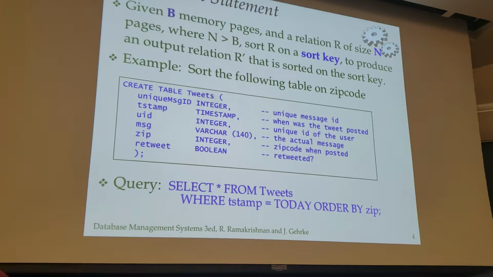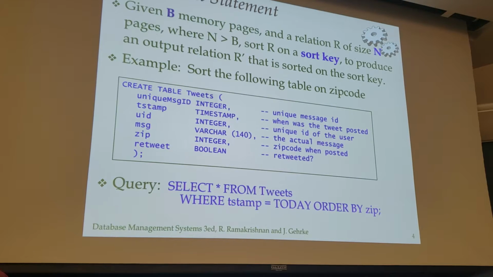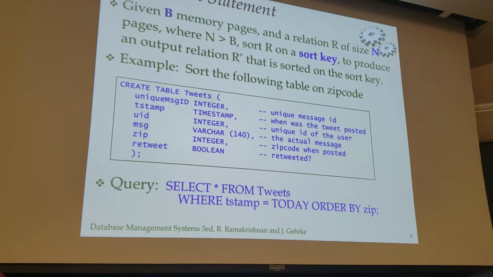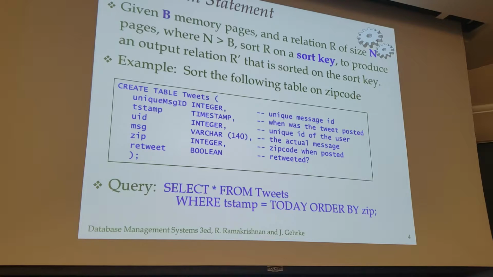So you'd really write date of T-stamp, not just T-stamp, but where the date of T-stamp is today, because the timestamp has a lot more than just the date in it. And then you want to order it by zip, which is the zip code where it was posted. So you could be sorted where there's a lot of duplicates.